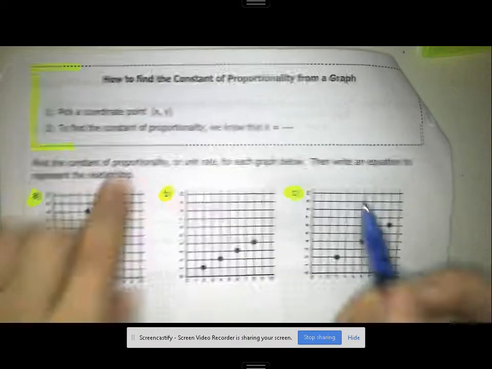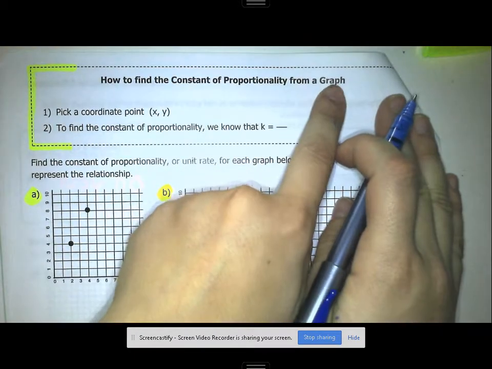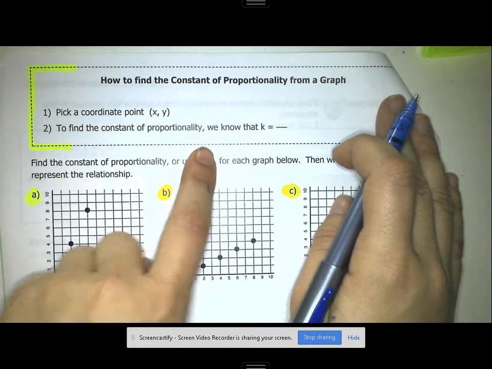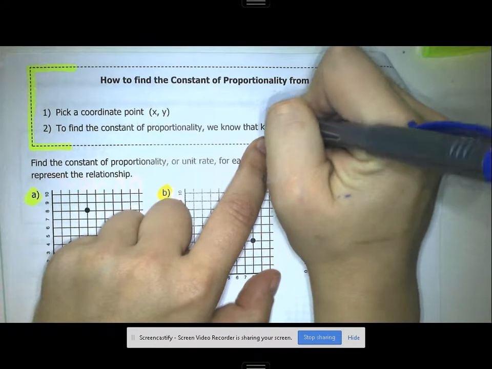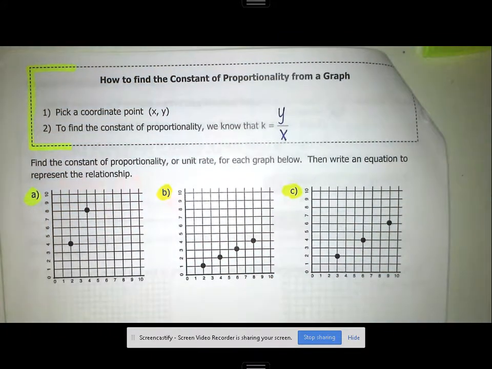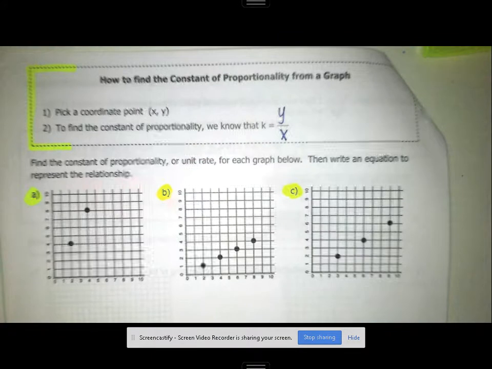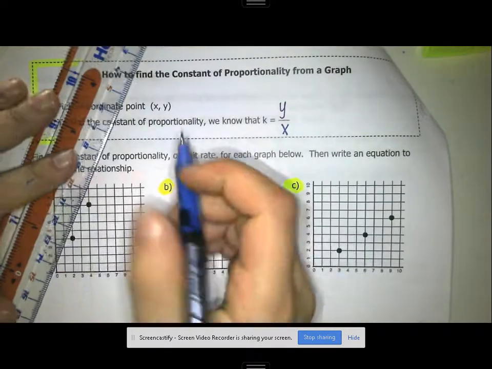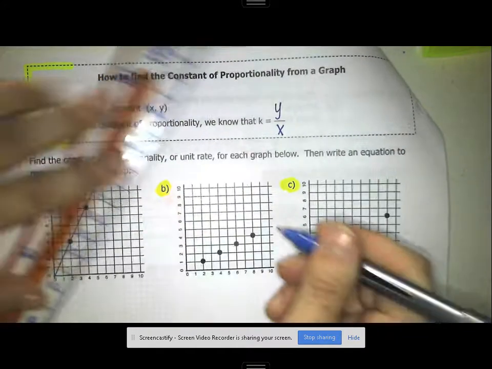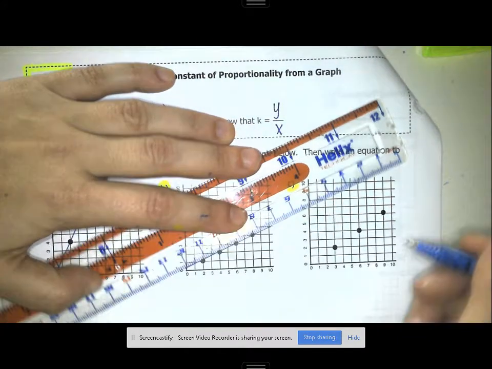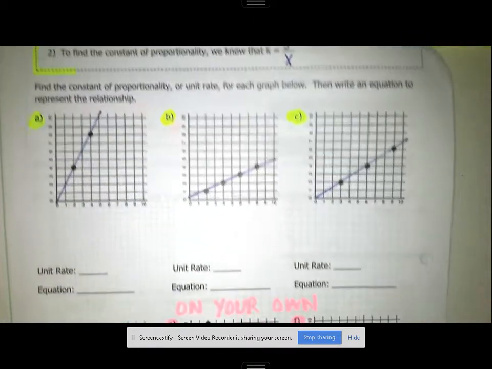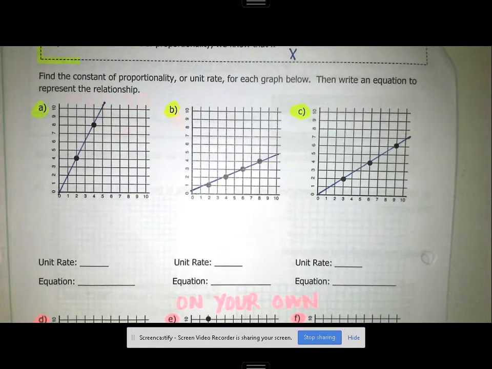All right, so how to find the constant of proportionality from a graph. You pick a coordinate point, and to find the constant of proportionality, we know that k is y divided by x. So what you guys are going to do is I'm going to give you guys graphs. Now, all of these graphs are proportional, and we know that because all of these graphs would form a straight line through the origin. You guys do not need to be doing this right now, but I just wanted to show you.